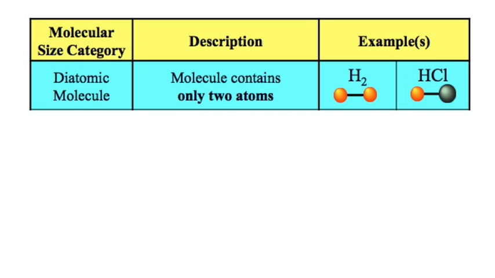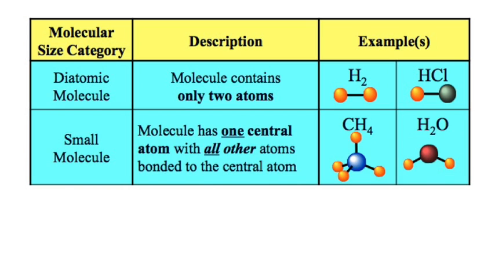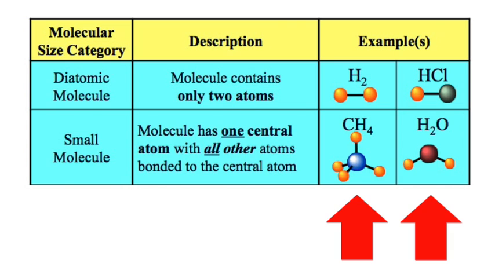The next molecular size category is the small molecule category. A small molecule has one central atom with all other atoms bonded to the central atom. Examples are CH4 and H2O.